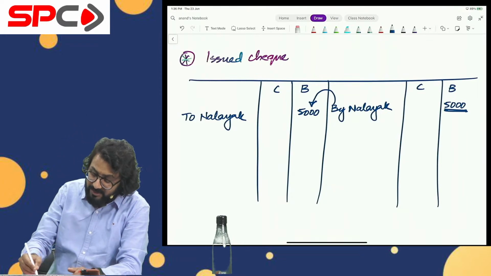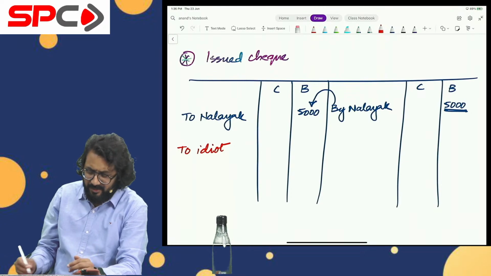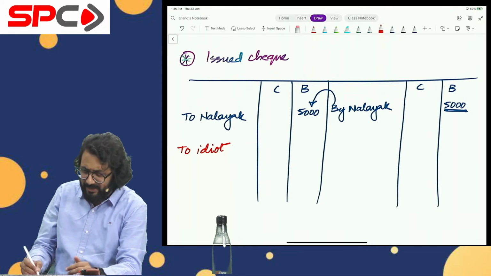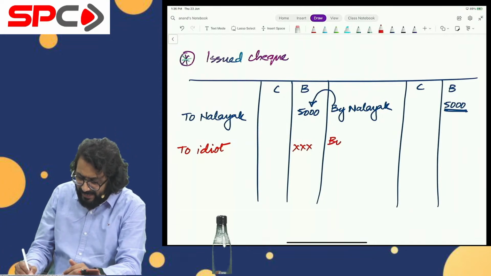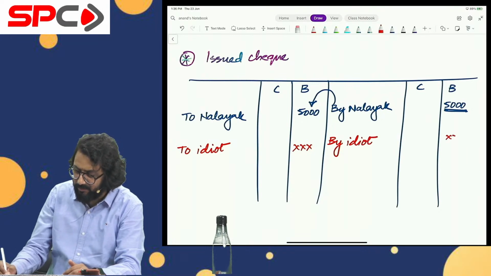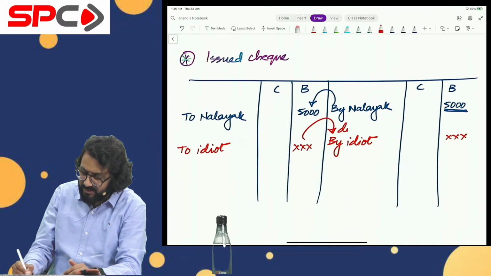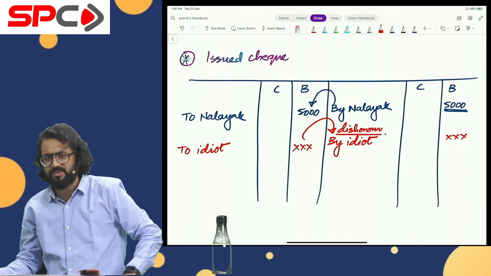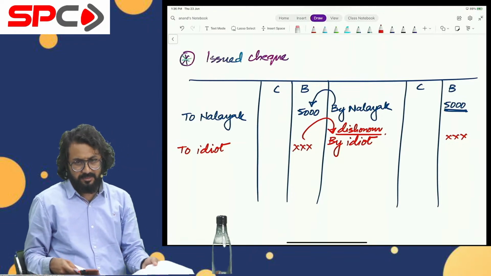Similarly, when I have received a check, let's take an example. I received a check from an idiot. Suppose I write it in the cash column or in the bank column. Let's say I have written it in the bank column. Now when the check is dishonored, I will write again in the bank column that the check got dishonored. So this is the entry of dishonor. Do you understand the flow now? In case of dishonor, you just simply reverse the entry. Can you please write it down? This is the dishonor of the check.